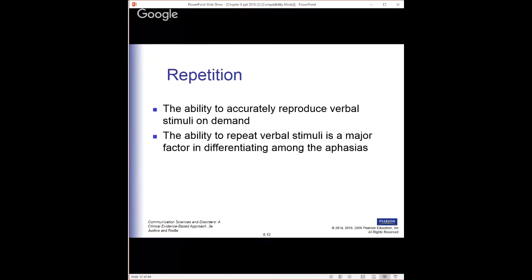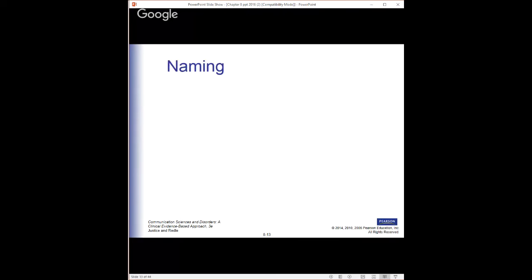The ability to repeat verbal stimuli is a major factor in differentiating among the aphasias. A little bit later, we'll talk about different types of aphasias, and in some of those, repetition is affected, in some of those, it's not. It's considered a relative strength. It is an ability that may be seriously compromised.